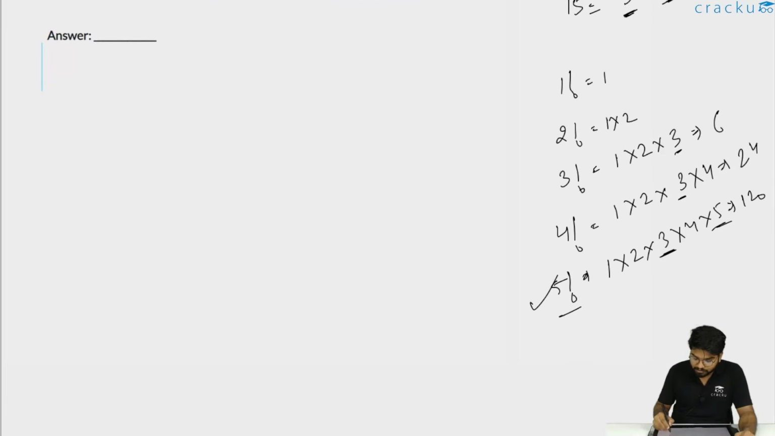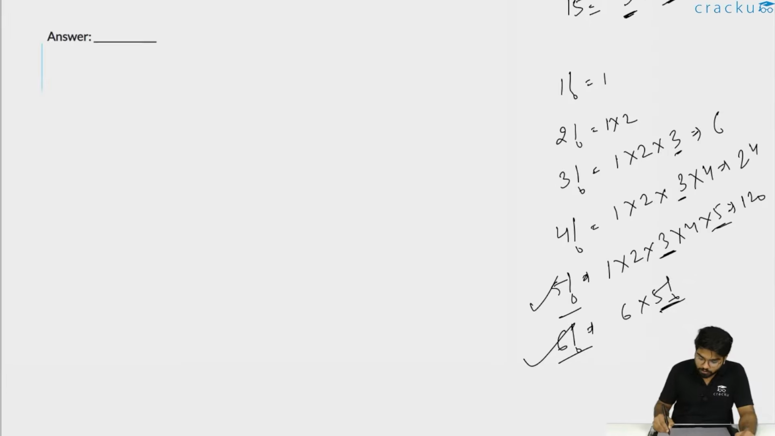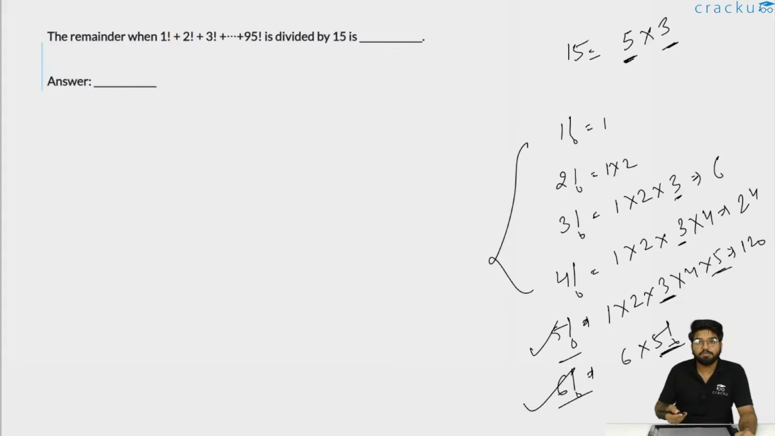Now let's check for the next number, 6 factorial. Clearly you know that 6 factorial is nothing but 6 into 5 factorial. Now we know that 5 factorial is divisible by 15, so 6 factorial is also divisible by 15. And with this logic, all the numbers after 5 factorial, including 6 factorial, are divisible by 15. So you don't need to consider those, because any number divisible by 15 will leave remainder 0. All you need to look at are the numbers before that.